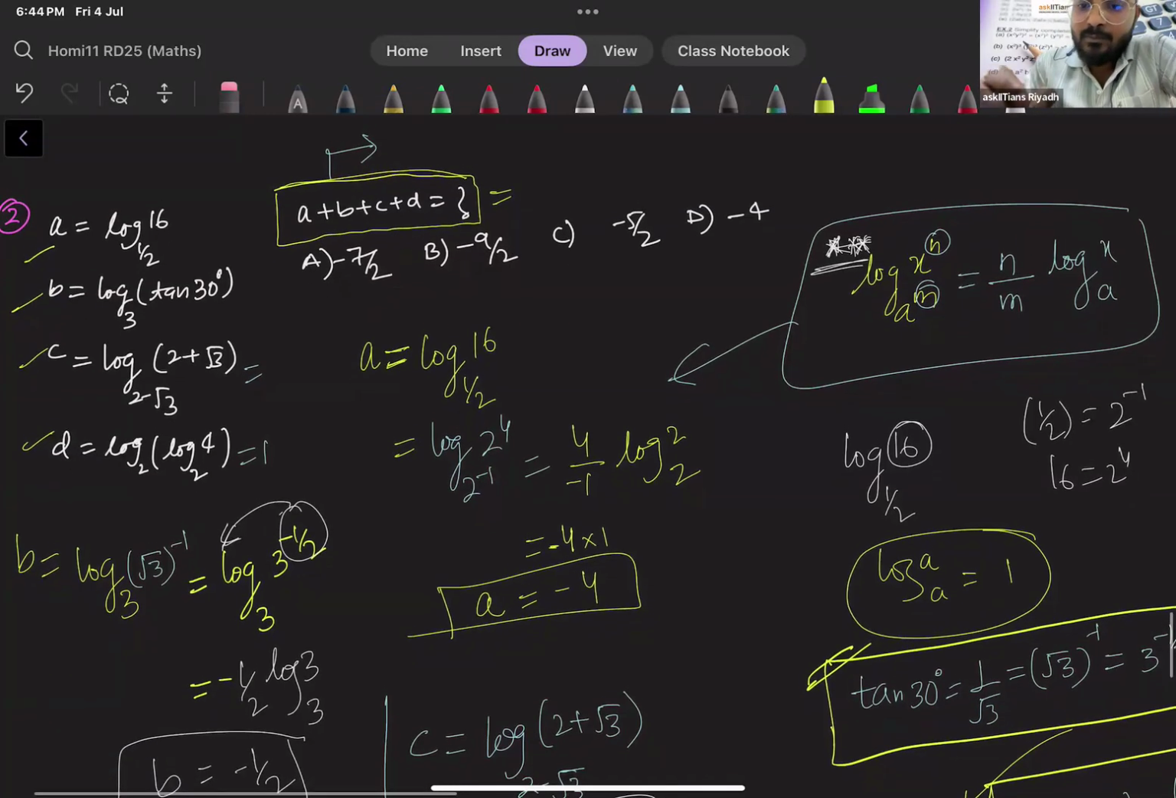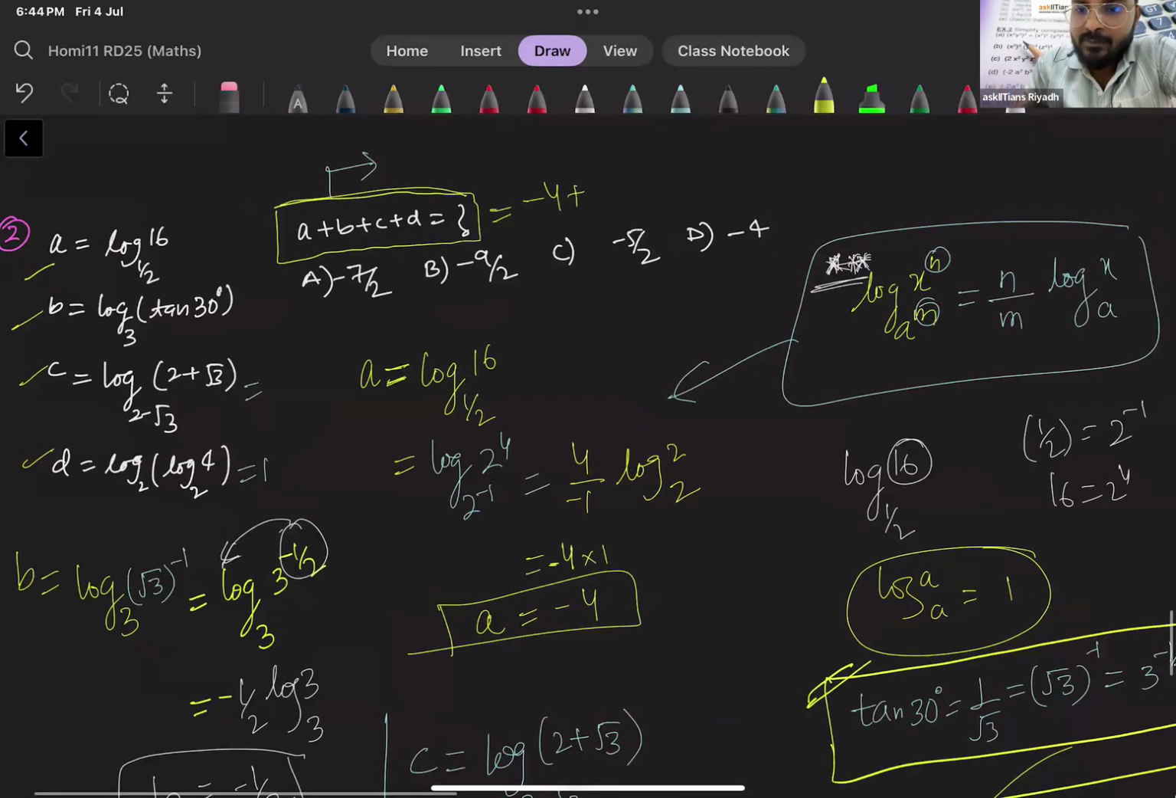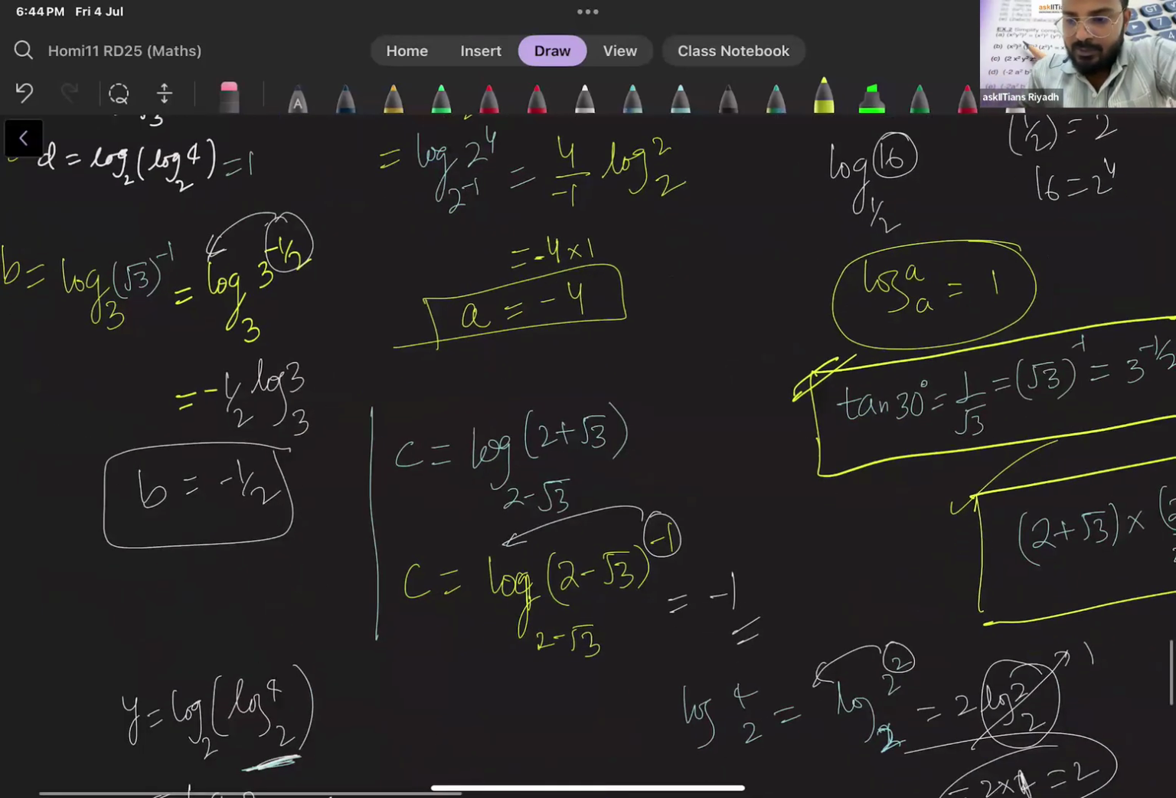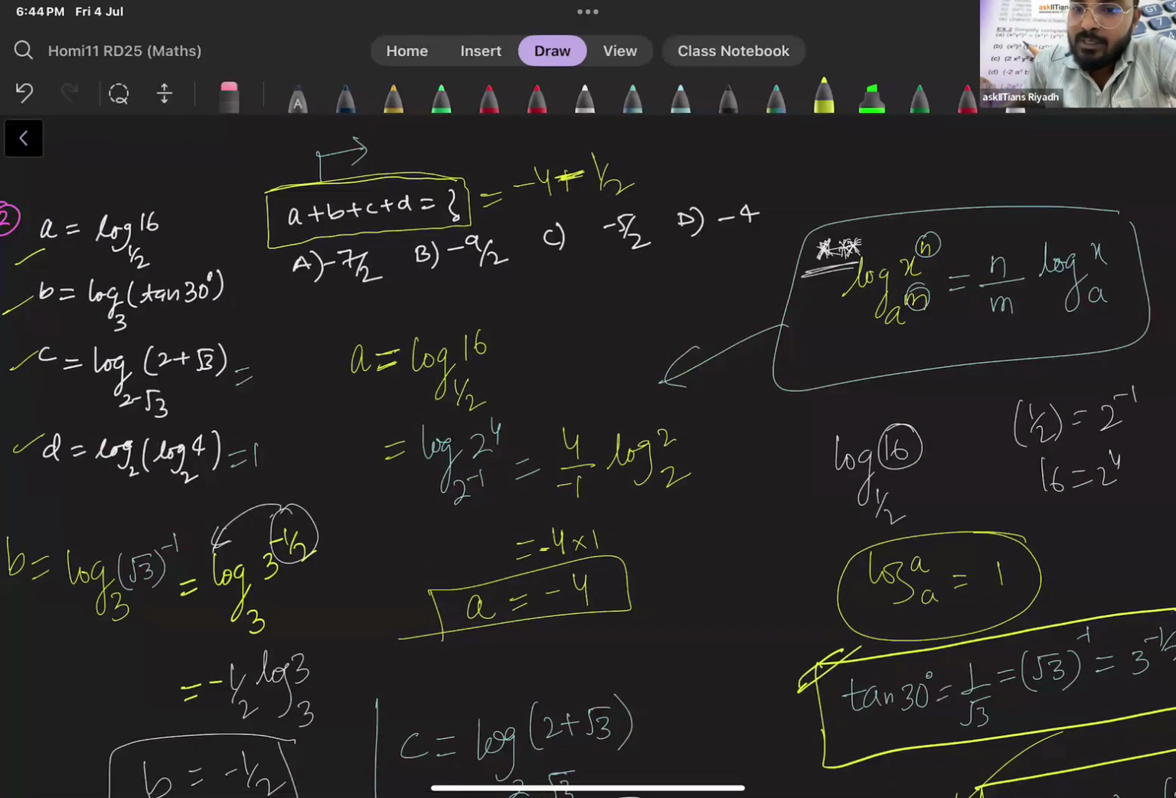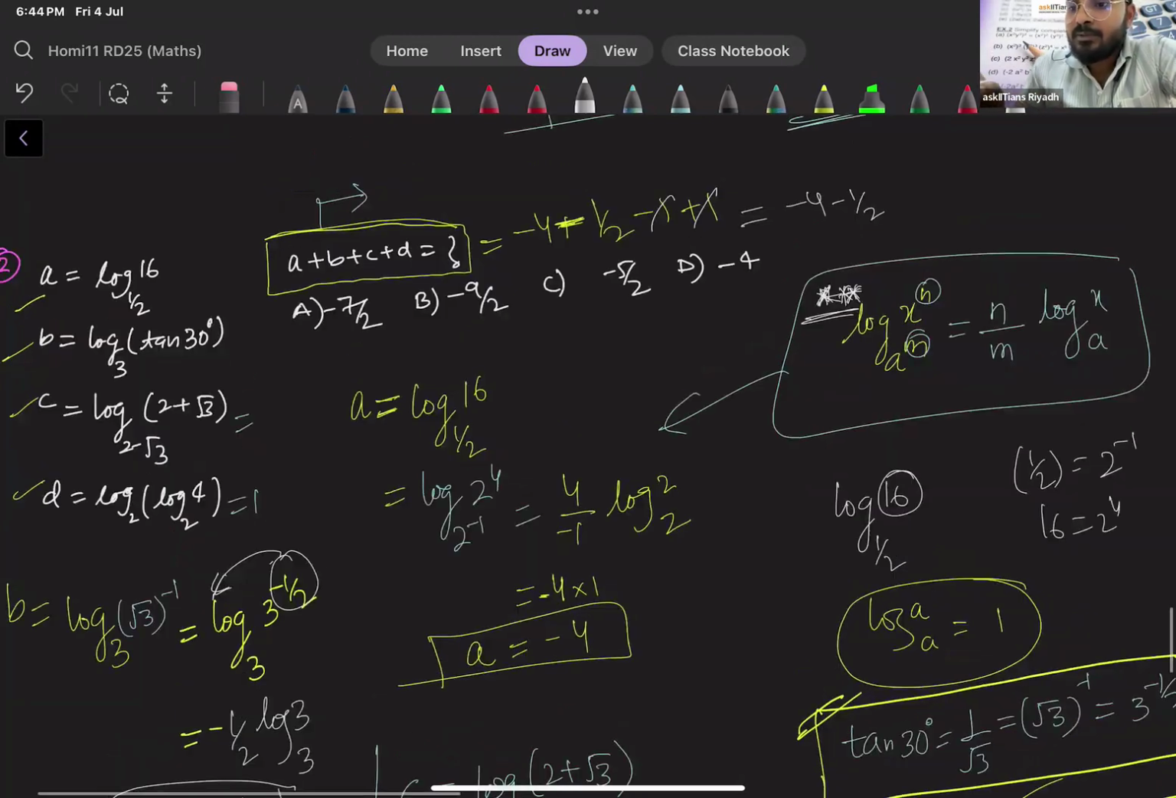What is a? -4. What is b? -1/2. What is c? -1. All the values are negative. What is d? 1. And this will get cancelled out, and if we add -4 -1/2, so 8 and 1, 9, -9/2 is the answer.